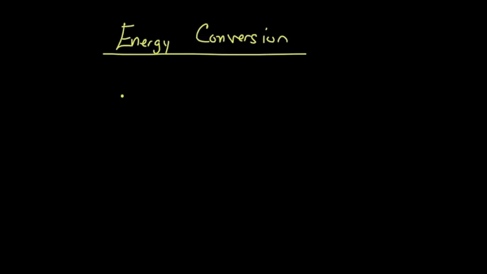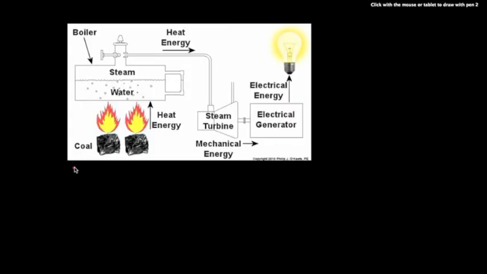Good evening. Tonight we're going to look at how different forms of potential energy are converted into kinetic energy. In our first example here, you'll look and see that we have the stored chemical bond energy in coal. When we heat coal up enough, it breaks the bonds, and those bonds release heat energy. We can use that heat energy to heat up water.